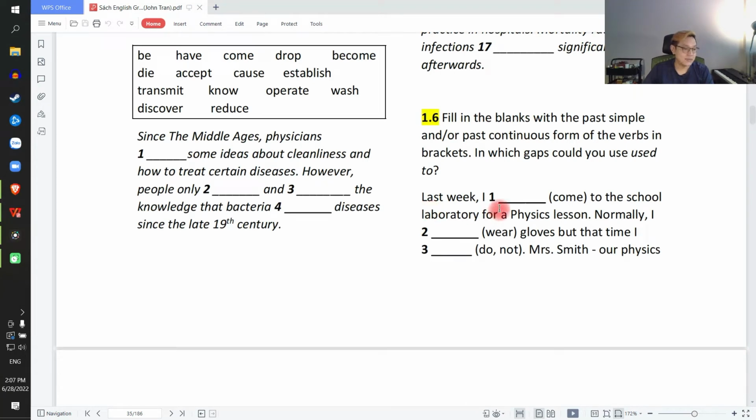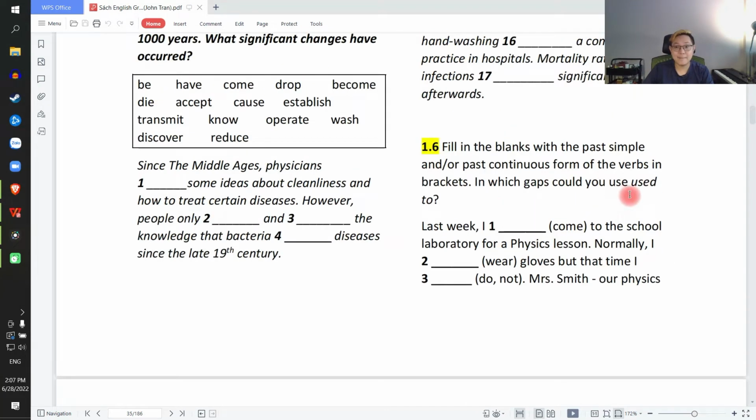Number 1. Last week I came to the school laboratory for a physics lesson. Tuần rồi tôi đã đến, I came, đến cái phòng lab của trường, phòng thí nghiệm của trường cho một cái bài học môn vật lý. Normally I wore, so I wore.